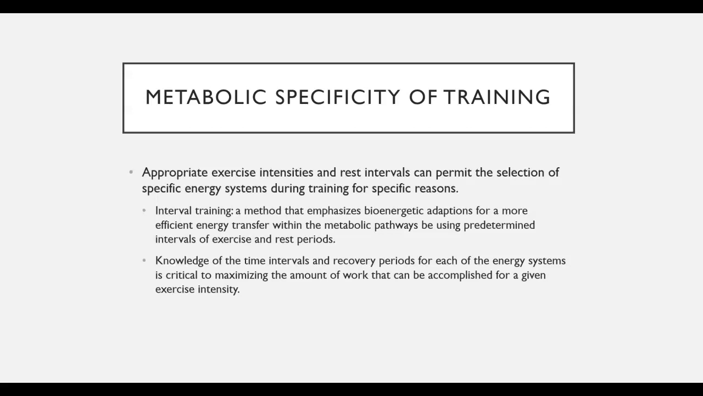Now, knowledge of the time intervals and recovery periods for each of these energy systems is critical to maximizing the amount of work that can be accomplished for a given exercise intensity. So if you know that it takes 3 to 5 minutes to restore phosphagens, like creatine phosphate and ATP, for a resistance training protocol where you're going relatively heavy and you don't give yourself sufficient rest, you're not really maximizing the specificity of your training. So you want to know what system you're using, and how long it takes for you to recover the energy that you need to actually continue doing work.